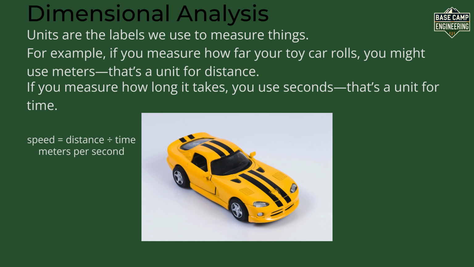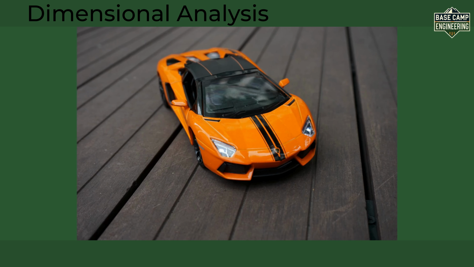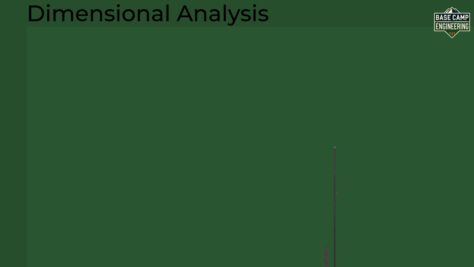Let's try a simple example with your toy car. Imagine you roll the car and it travels 20 meters in 5 seconds. You want to find its speed. Speed equals distance divided by time, which equals 4 meters per second. Now let's check the units. Meters divided by seconds becomes meters per second, which is exactly what speed should be. The units match up, so our answer makes sense. Dimensional analysis is like a checkpoint. It tells us we are on the right track.